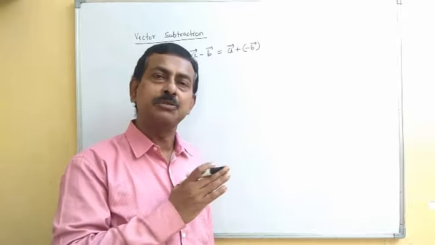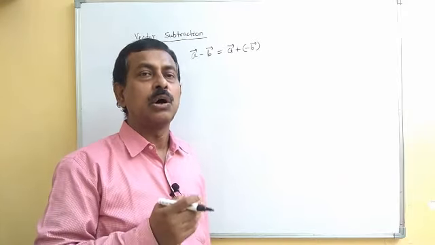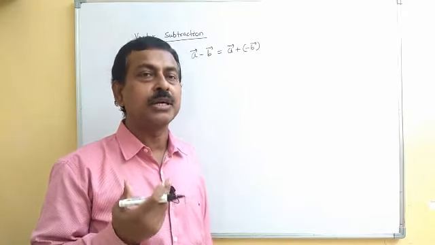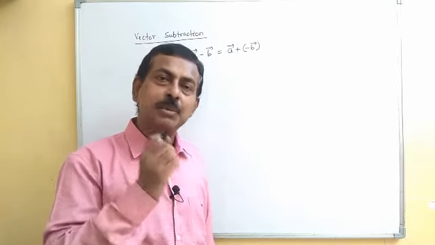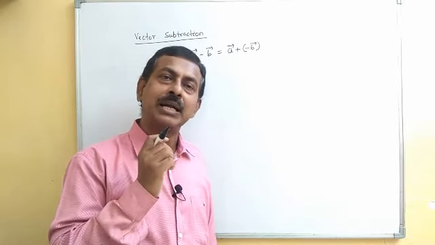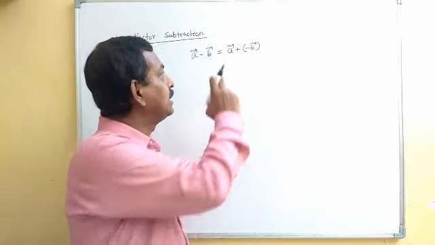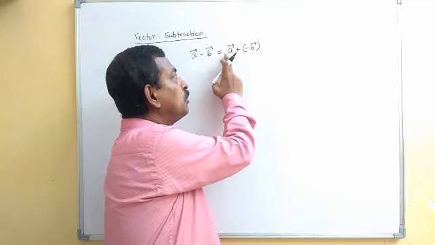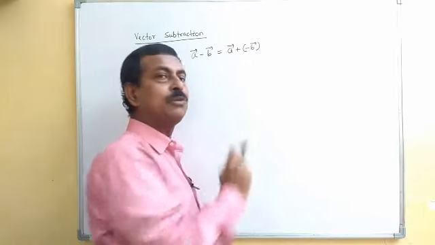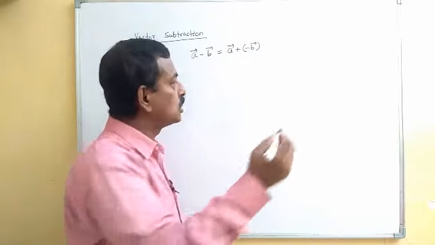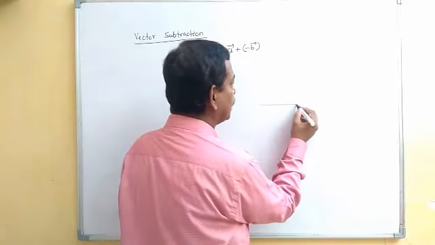We don't have any different law or expression for the difference of vectors. We can simply apply the concept of addition of vectors. The only thing we have to take care of is that it has to be the sum of the first vector and the negative of the second vector. So suppose we represent it like this.